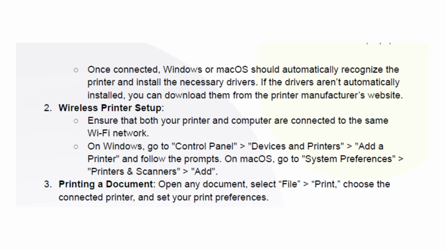Now on Windows, you can go to Control Panel, Devices and Printers. You click on Add a printer and then follow the prompts. On Mac, you go to System Preferences, Printers and Scanners, and then you just add the particular printer. Then to print a document, it's just the normal way you do it. You open any document, select File, click on Print, choose your printer, set your preferences, and you're good to go.